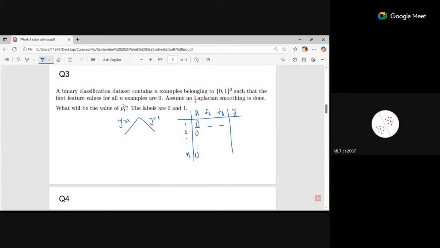Assume no Laplacian smoothing is done. So what is the value of P1 hat of 0? I am going to look at all the examples which are labeled y equal to 0, and the first feature value is what we are going to look at. But in this case the first feature value for all the examples is given to be 0, right? So this will turn out to be nothing but 0.